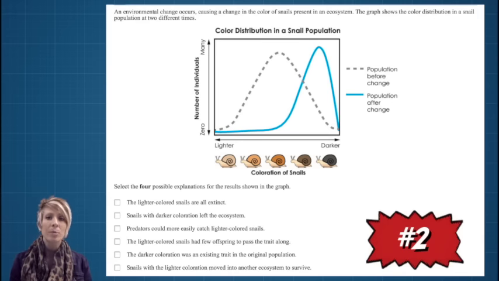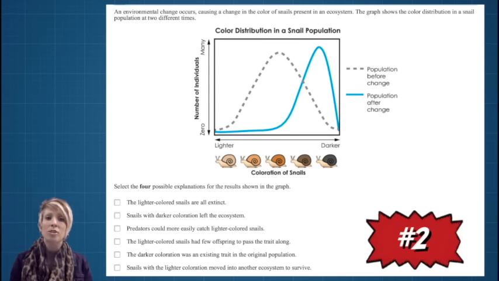And then on the right-hand side, we have the legend or the key. That dashed line, which is gray, is the population before that major change happened in the ecosystem. The solid blue line is the population after the change. So before we even get to the question, let's take a look. Are there more lighter snails or darker snails after the change? Hopefully you guys said that there's more darker snails. That's why that line goes up higher, because there's more individuals of the darker snail population.